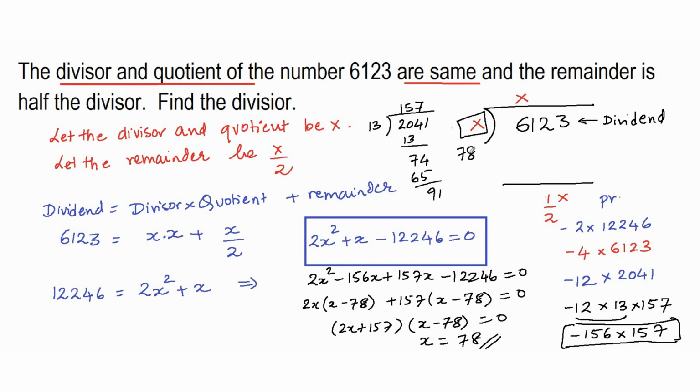Now you can of course check. You can multiply 78 by 78 and then see what the remainder is, and that should help you check your answer. So the divisor in this case is 78. Now of course we discard negative 157 by 2 because that is not what we are dividing by, or rather the divisor is negative over here, and that would give me a negative quotient and negative remainder. So we discard this particular value and we just accept x equals 78.